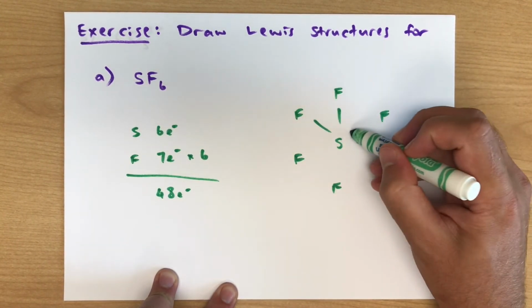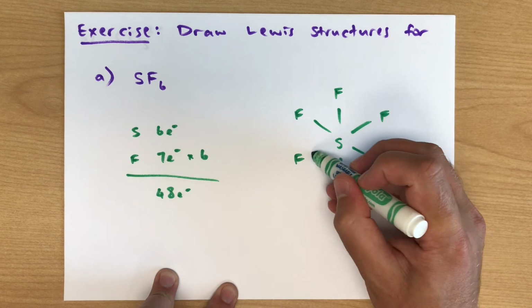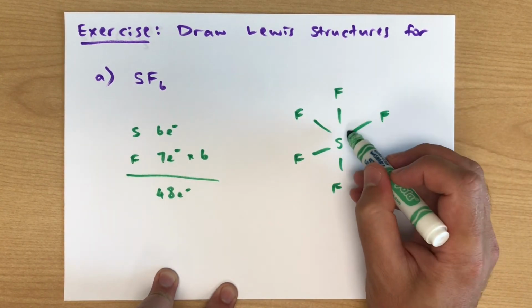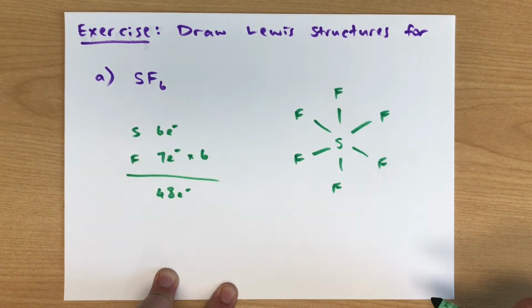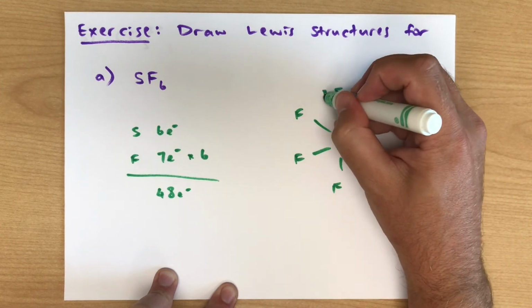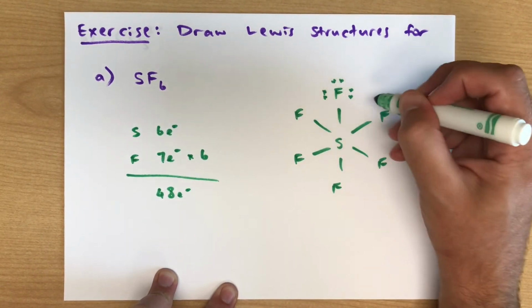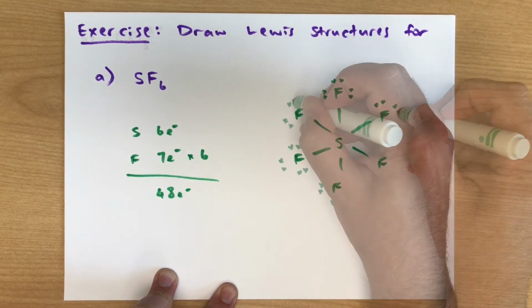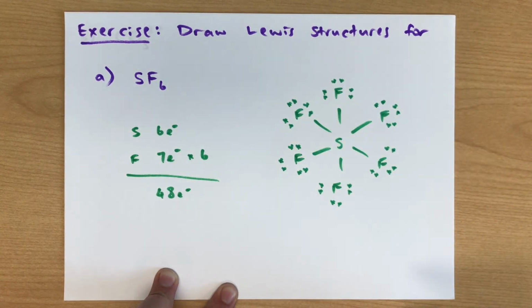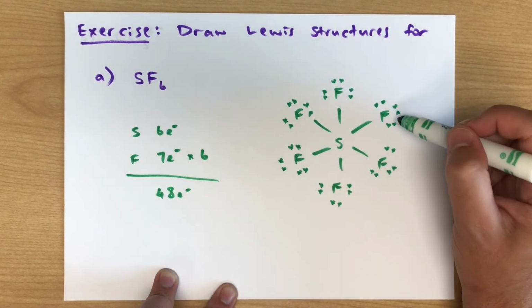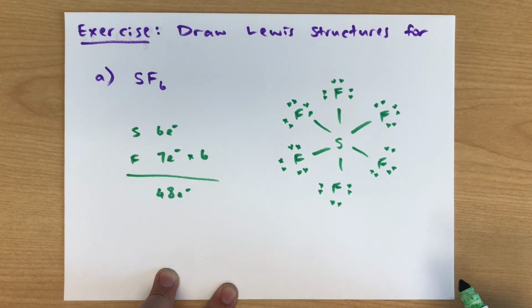Connect all with a single bond. This is when it really helps to use lines for a bond, because to try and draw all your electrons around there can get quite messy. Fill all your outer atoms. And check. Fluorine has 8. All of them have 8, so all the fluorines are stable.